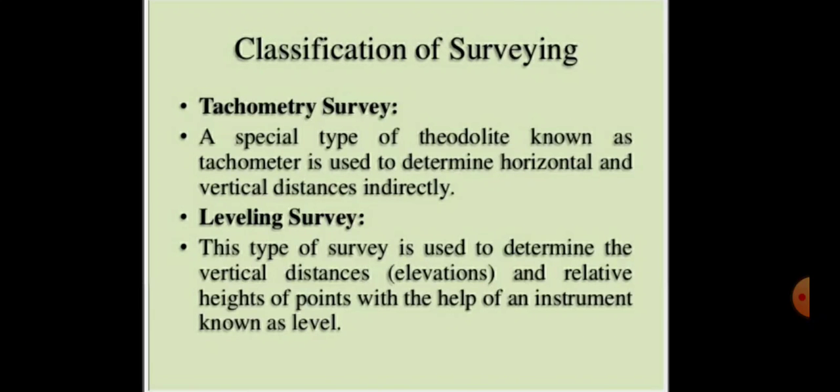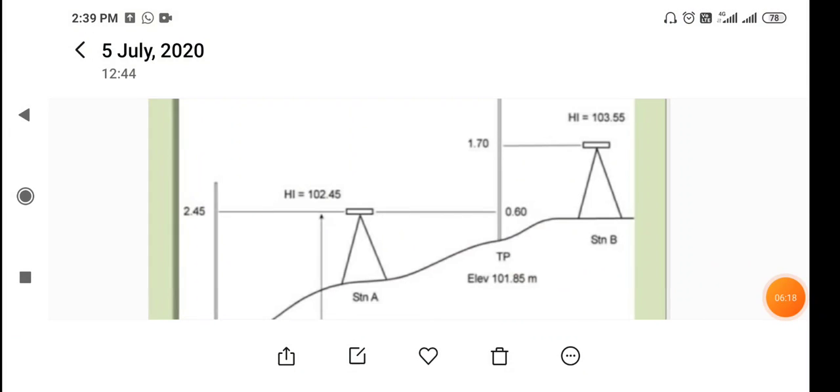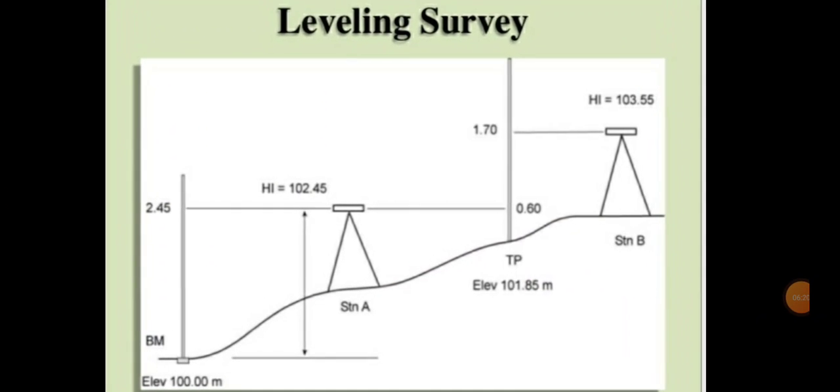This type of survey is used to determine the vertical distance and relative height of points with the help of an instrument known as a level. So in leveling survey, the instrument used is called a level, which is used to take out the elevations of different points, or the levels from one point to the other. That all comes under leveling survey. This is the example of leveling survey.